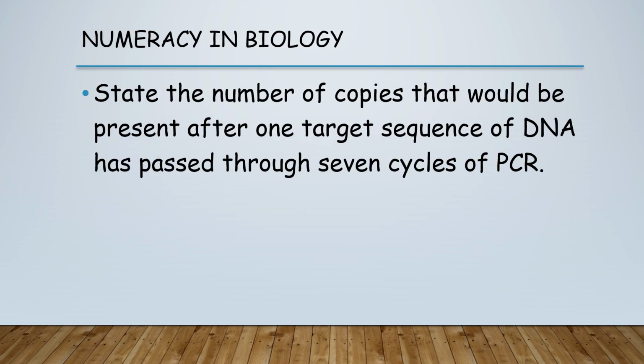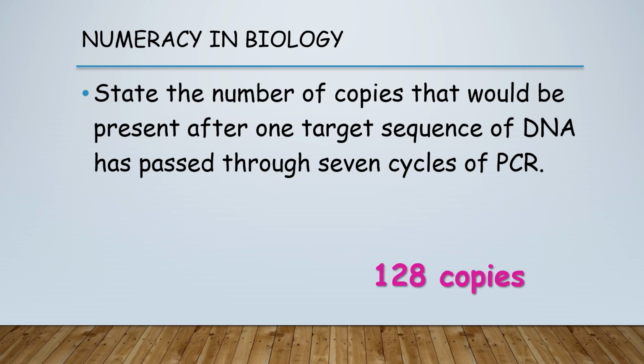So a quick numeracy check. If our DNA is doubled each and every single cycle, start thinking about the number of copies that will be present after one target sequence of DNA has passed through 7 cycles of PCR. So you want to pause and quickly do your sums either in your head or on a bit of paper, and I'll tell you the answer. So 3, 2, 1. It is 128 copies.